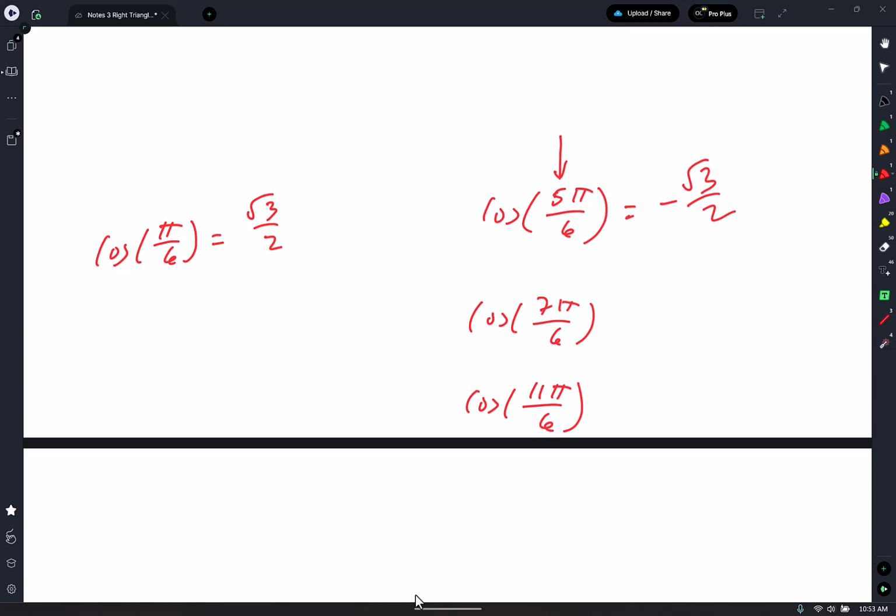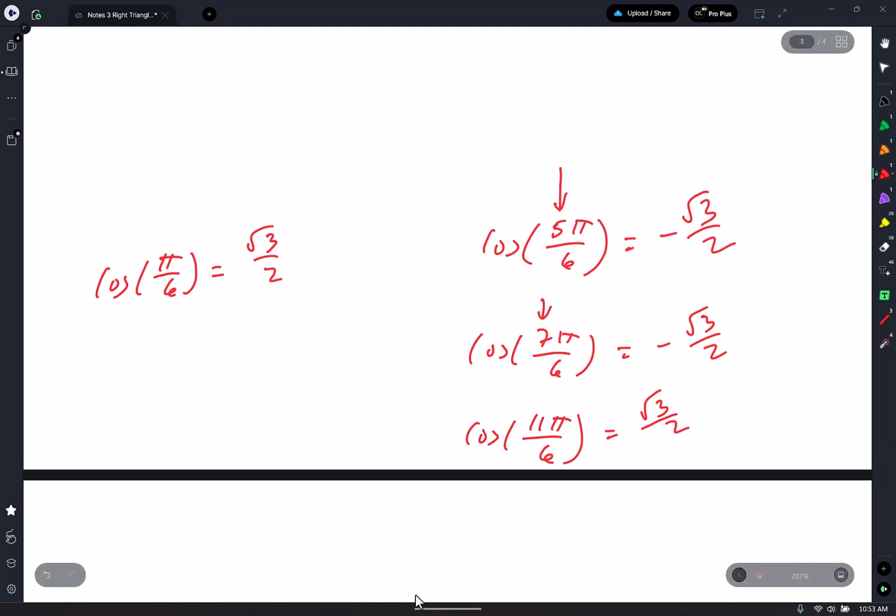This one has a 7, so that must be in quadrant 3. Everything in quadrant 3 is negative, so this must be a negative square root of 3 over 2. This one has an 11. I must be in quadrant 4, because I'm pi over 6 away from quadrant 4. So this must be a square root of 3 over 2.